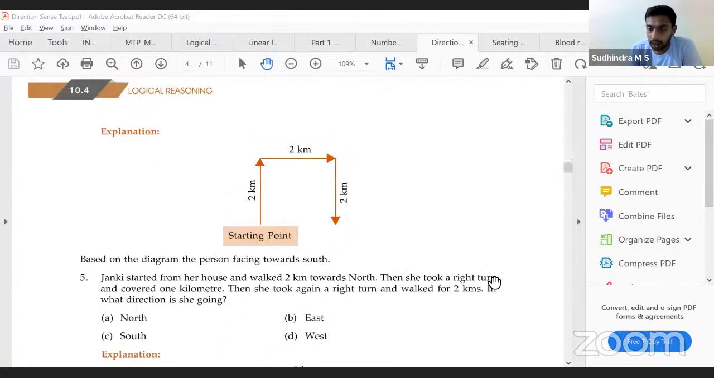Janki started from her house and walked 2 kilometers towards north. Then she took a right turn and covered 1 kilometer. Then she took again a right turn and walked 2 kilometers. In what direction is she going? South. Yes, 2 kilometers north, take a right, 1 kilometer, again take a right. So walking down, which is south.